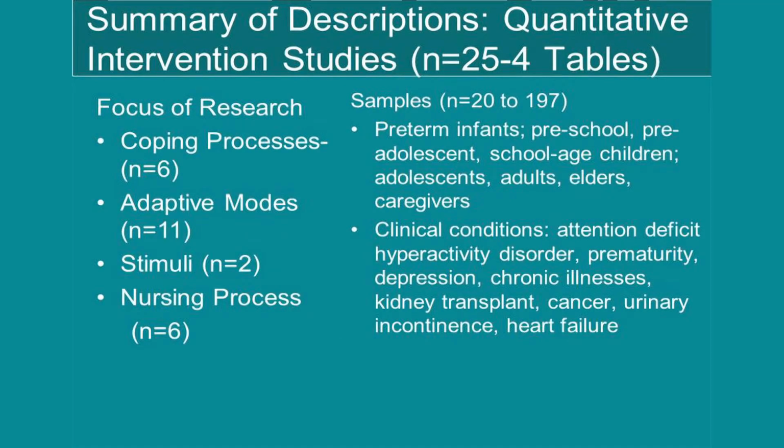So summarizing then the description of the quantitative intervention studies, the number is 25 intervention studies, and the focus of the research that organizes them is in 4 categories: coping processes, 6 studies; adaptive modes, 11 studies; stimuli, 2 studies; and the nursing process, 6 studies. The samples ranged from 20 participants to 197. They included preterm infants, preschool, pre-adolescent, school-age children, adolescents, adults, elders, and caregivers. The clinical conditions involved included attention deficit hyperactivity disorder, prematurity, depression, chronic illnesses, kidney transplant, cancer, urinary incontinence, and heart failure.